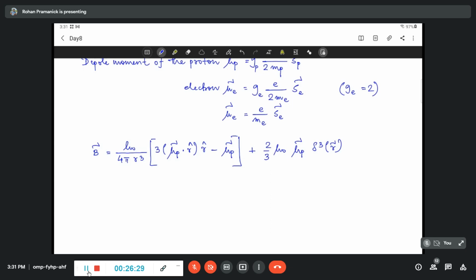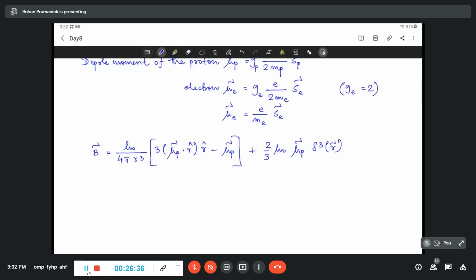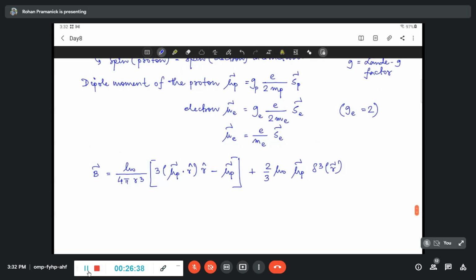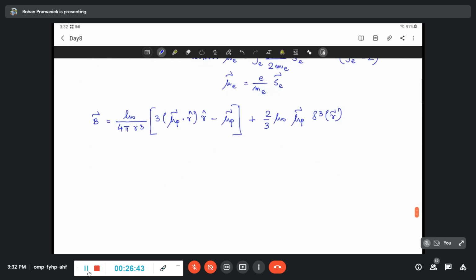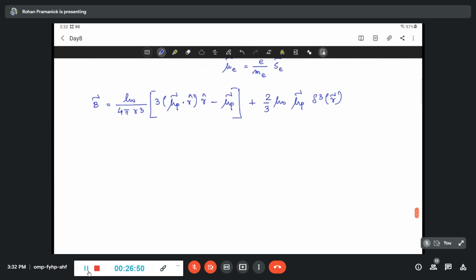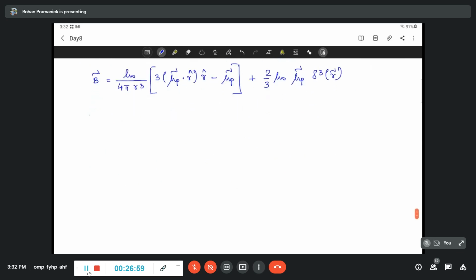But the calculation is not so trivial. You have to take a limit as r goes to 0 in a specific problem. Then only you will get the factor of 2 by 3. Otherwise, you will get infinity. So this is a nice problem you can do in your spare time. But I will proceed with this second term also. The first term is the usual term, and the second term is the singular part, which I have written explicitly. Okay, so then we have to find out what is the perturbed Hamiltonian.